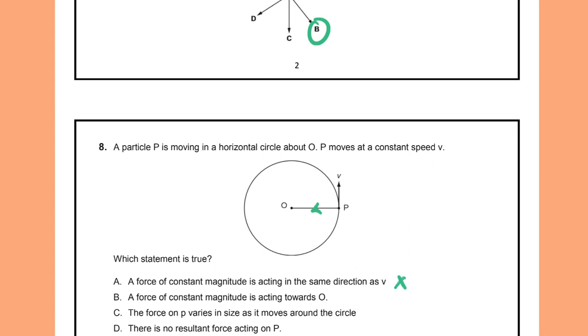So force of constant magnitude is acting towards O, correct. Force on P varies in size, wrong. There is no resultant force, wrong.